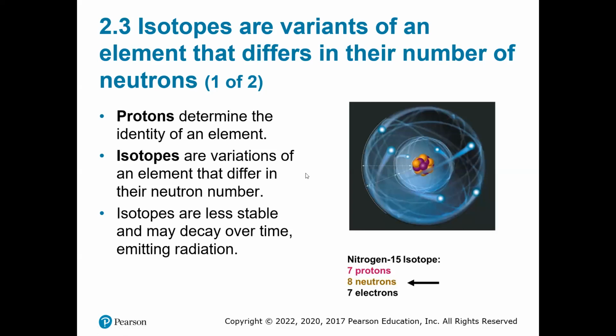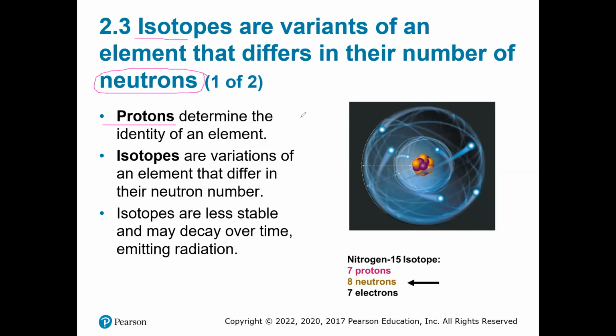Okay, so the next part of this, isotopes. We want to mention isotopes. So isotopes, they're elements, right? But what happens in some elements is the number of neutrons can change. Okay, so protons always stay the same in an element for what we're doing, right?